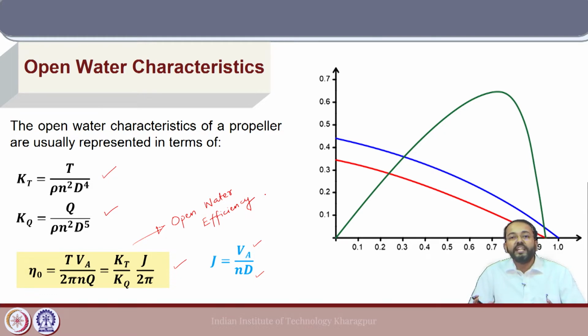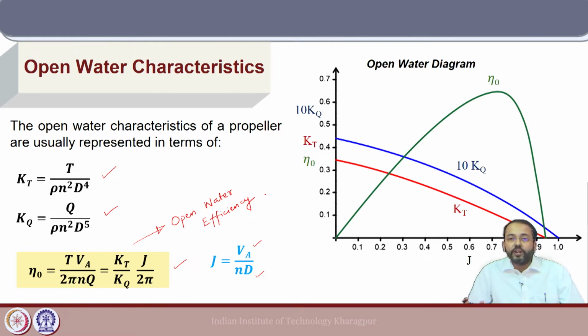Now, how will the open water diagram for a propeller look? The relation between Kt, Kq, eta O, the open water efficiency, with the advance coefficient J. This is what we call the open water diagram. We have Kt and 10 Kq here plotted as a function of J, the advance coefficient, and eta O is the open water efficiency. Now, it is observed that the value of Kq is much lower than Kt. That is why, to put into perspective, in the same diagram 10 Kq is plotted instead of Kq in the open water diagram. This is the standard norm for marine propellers.